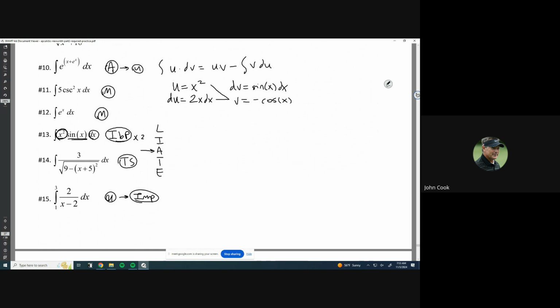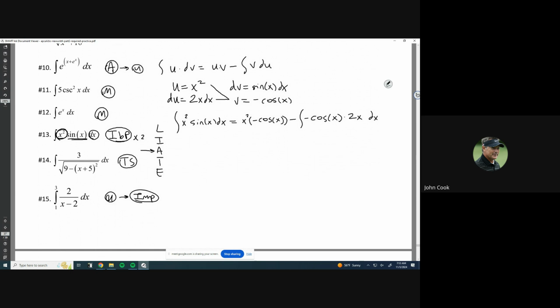And I write out my pattern. So the integral of x squared sine of x dx equals, and then let's see, u times v, so that's going to be x squared times negative cosine of x, no dx there, sorry, minus the integral of v du, so negative cosine of x, and then times 2x and a dx.